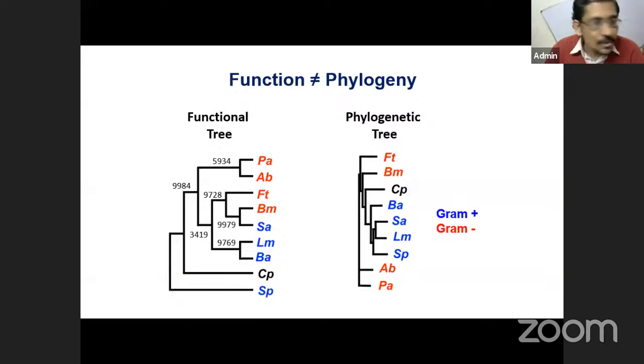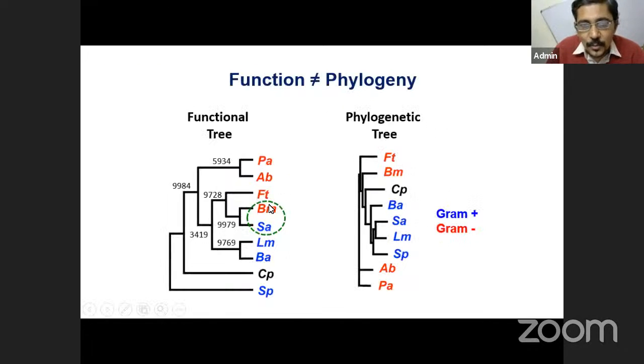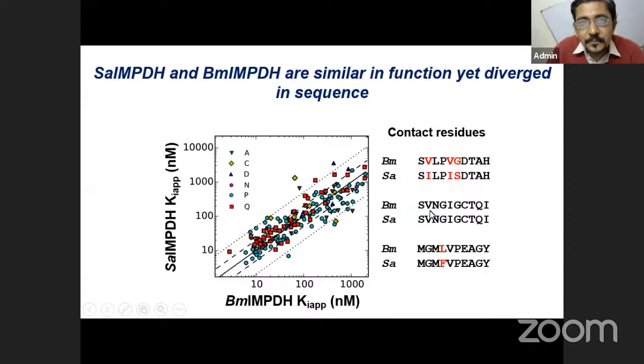So this is a phylogenetic tree. We will be finishing up in another 5 minutes. If you look at the phylogenetic tree, closeness indicates how close these are. So this is Baumannii, this is staph. One is gram positive and the other gram negative, but they are quite close to each other. So it means the compounds which we have developed should also be active against BM.